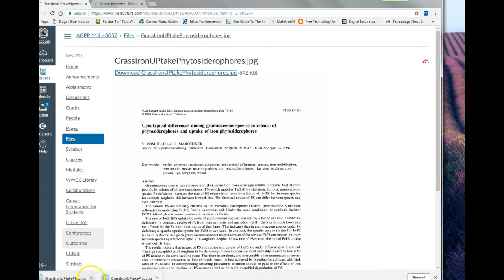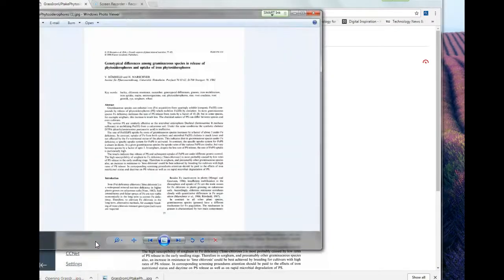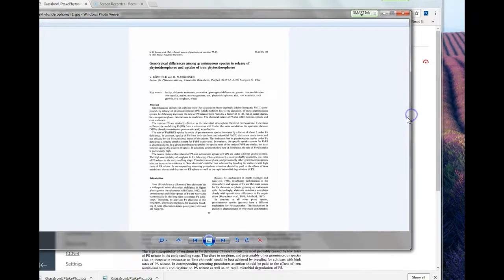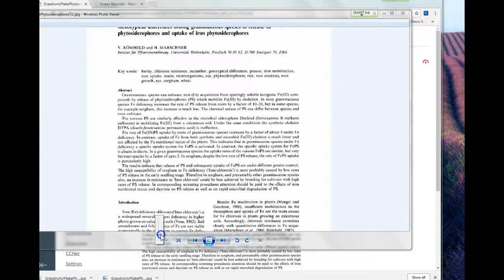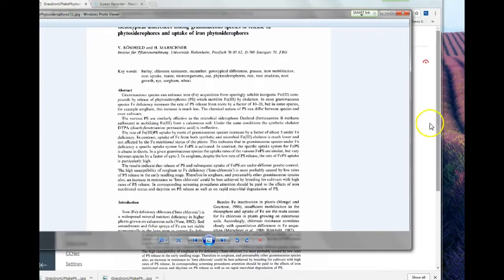Okay, this is the second paper that I gave you. And let's see if I can make this a little bit bigger too. Okay, and if I can move this down a little bit, will it let me? Maybe not.